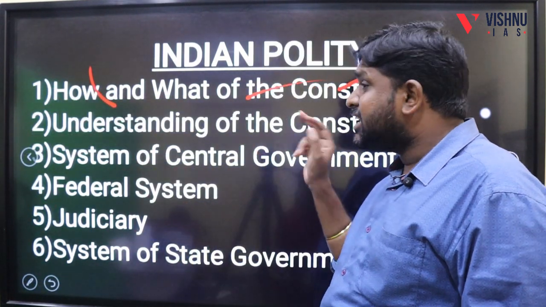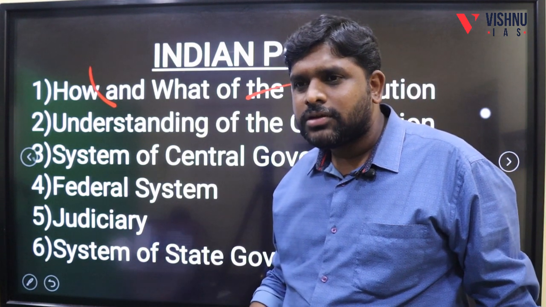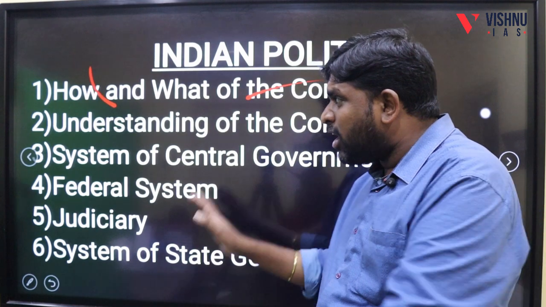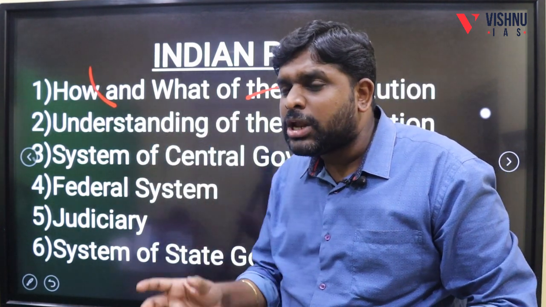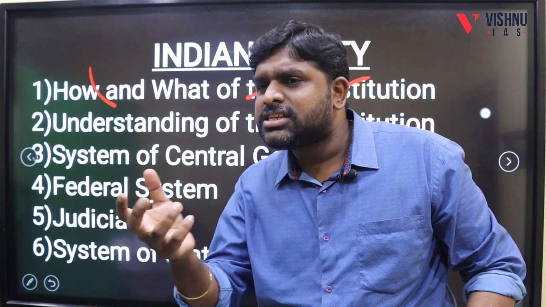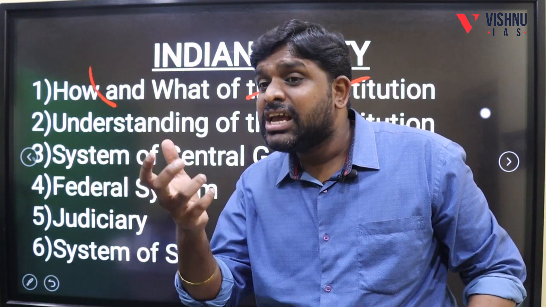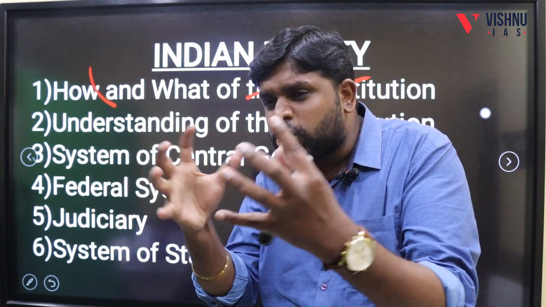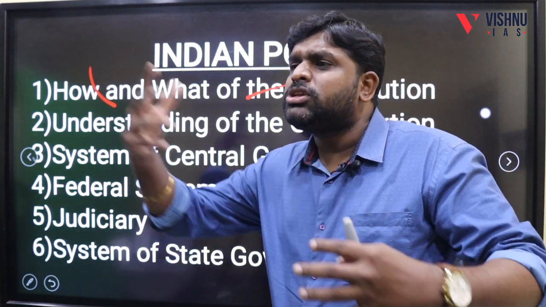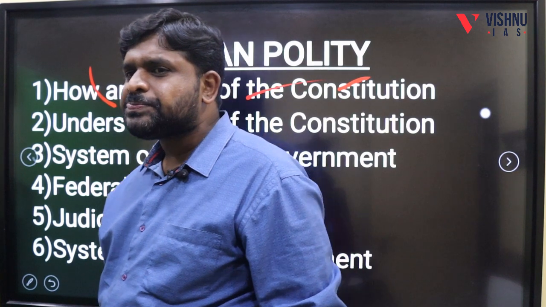Second section, understanding of the constitution. What type of constitution do we have? What we need to understand from the constitution: mainly the union and the states, the citizenship, the fundamental rights, the directive principles of state policy, the fundamental duties. This is the original constitution. Next is the system of central government, meaning how the central government should function.